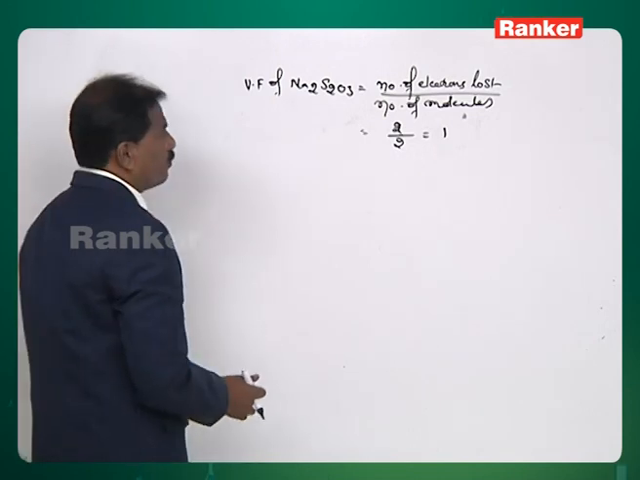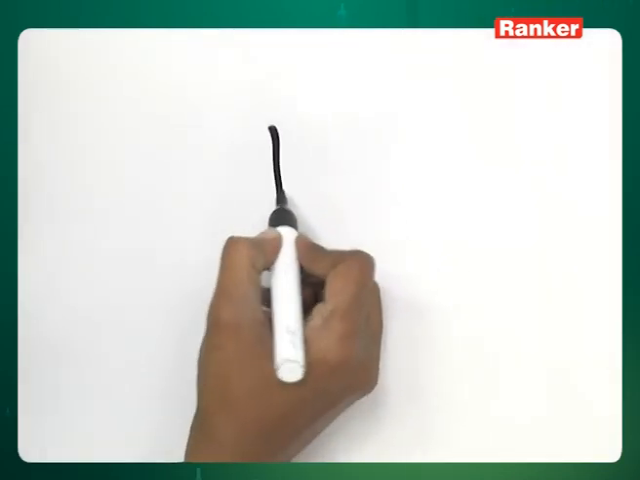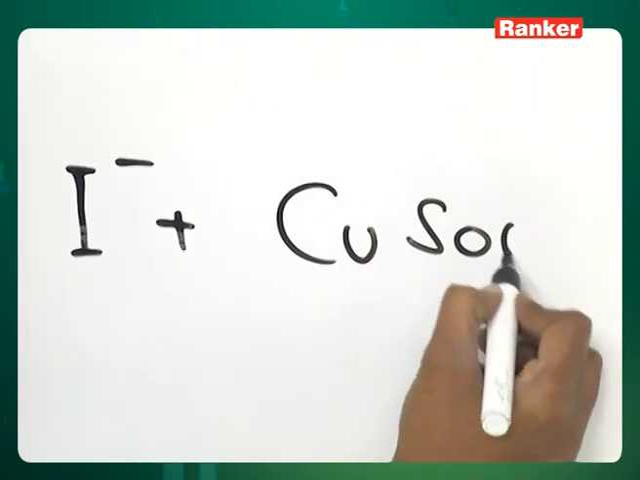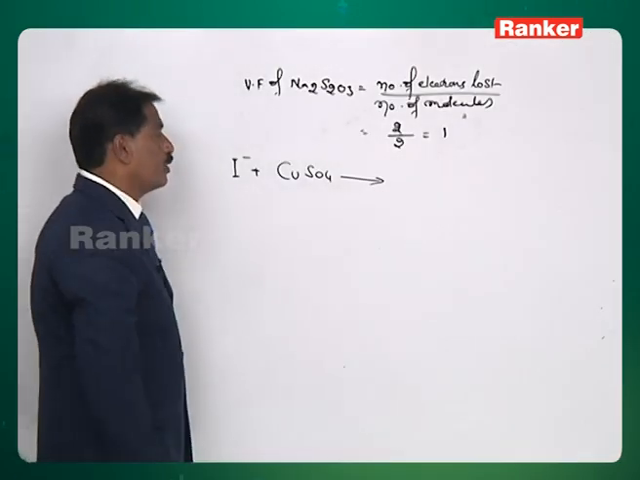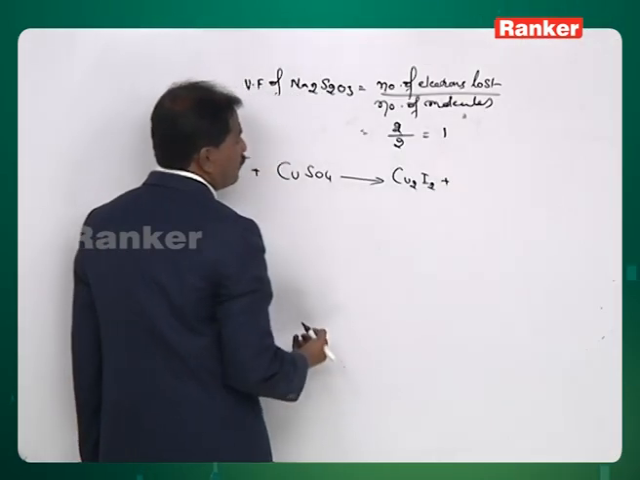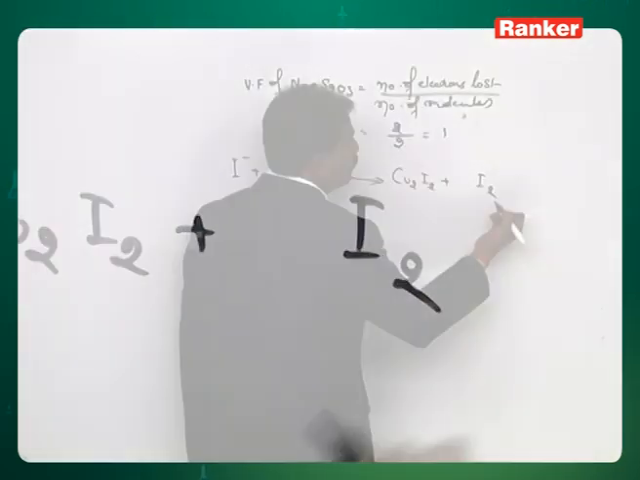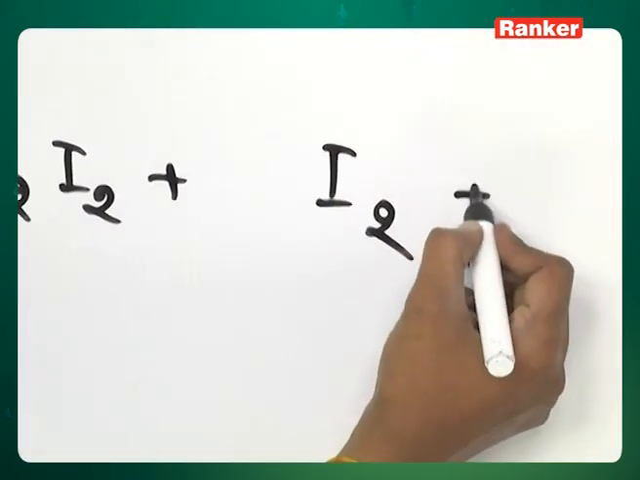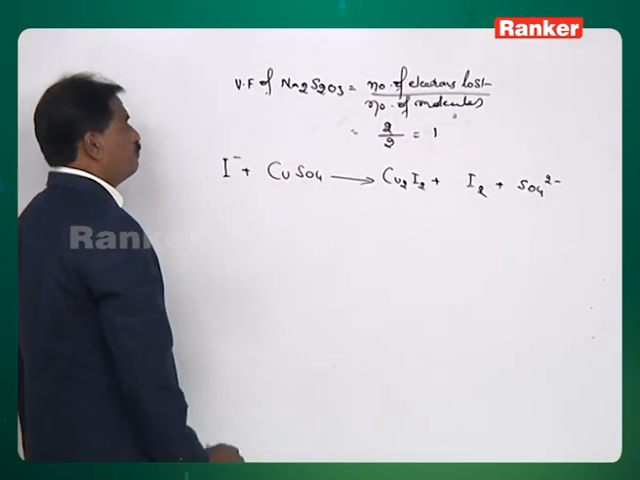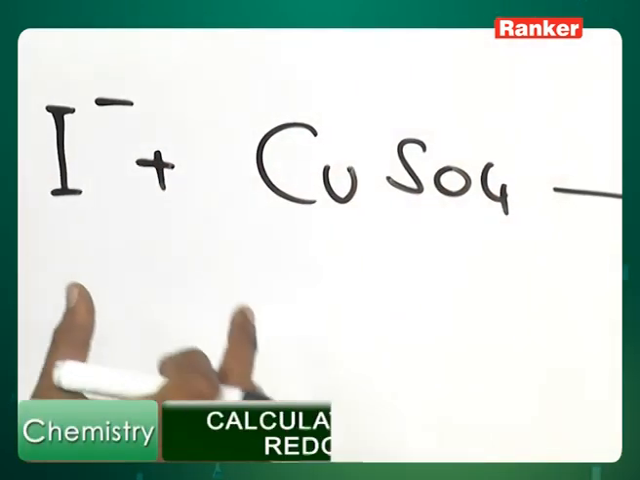Next, another well-known redox reaction is the reaction between I- and CuSO4. In this reaction, Cu2I2 will be formed, next I2, next sulfate. This is also a well-known redox reaction and very important for numerical calculations.